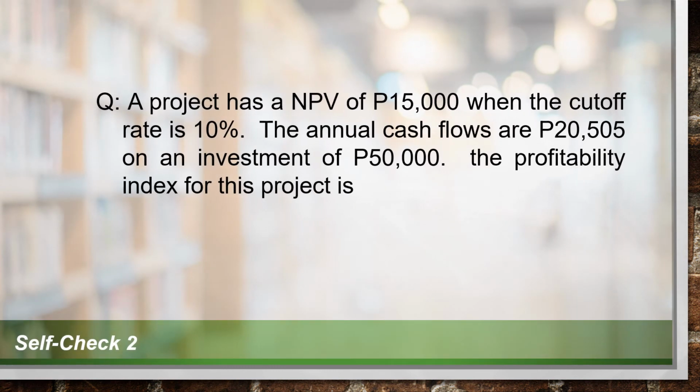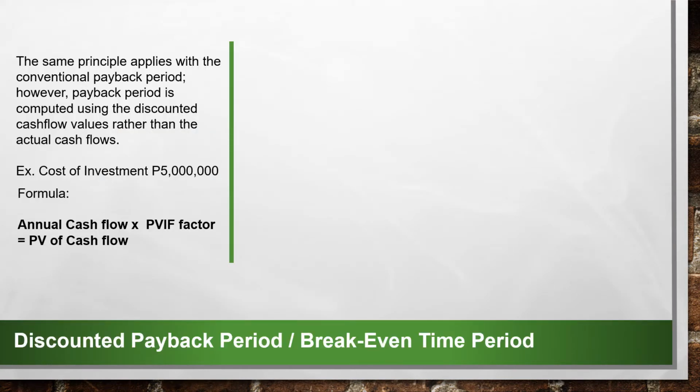So this is now time for self-check question number 2. Okay, so we have here our discounted payback period, or what we call the break-even time period. This same principle applies with the conventional payback period, but our payback period is computed using the discounted cash flows rather than the actual cash flows. That's why it is the discounted payback period. So the same formula, our present value of cash flow can be determined by multiplying our annual cash flow by the present value of interest factor.